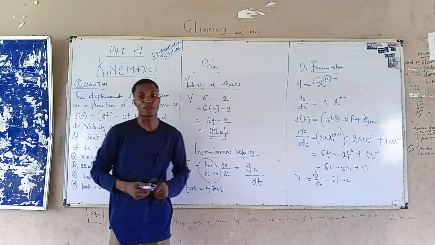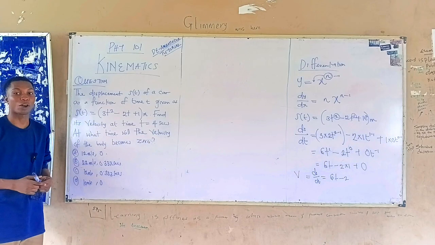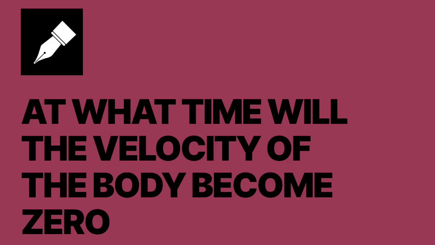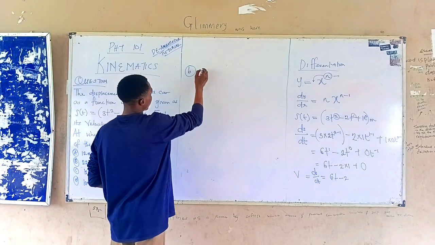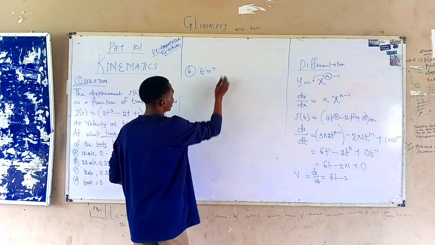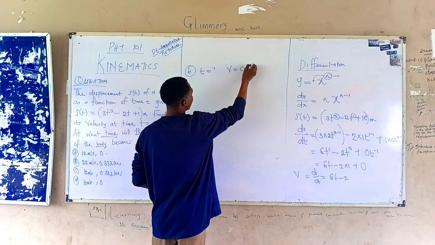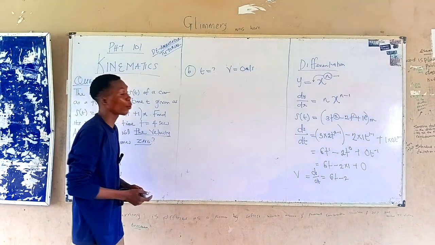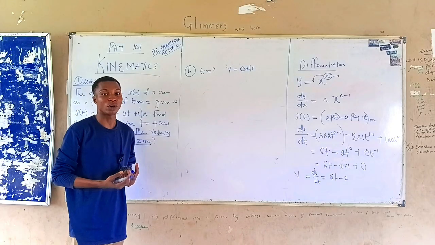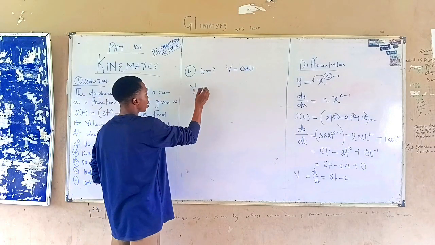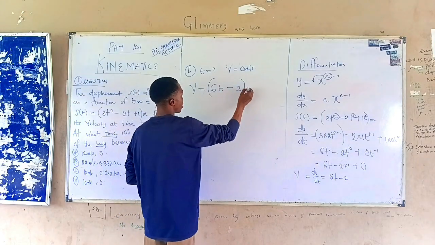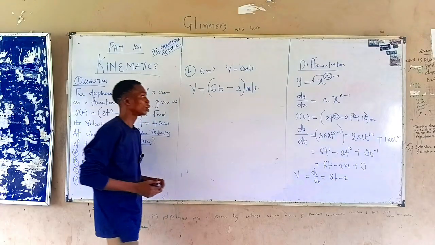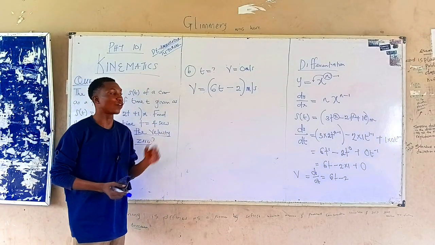We've actually answered the first question. Solving the second question, which is, at what time will the velocity of the body become 0? So we have to find the time when the velocity becomes 0, and that means 0 meters per second. Recall that we already got the kinematic equation for the velocity, which is v equals 6t minus 2, in meters per second. So this was the kinematic equation we had for the velocity.